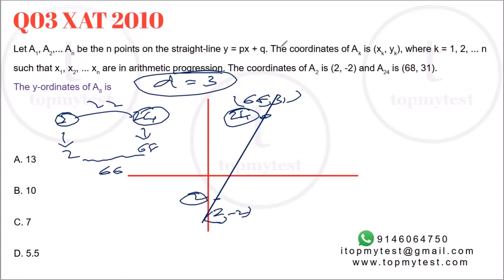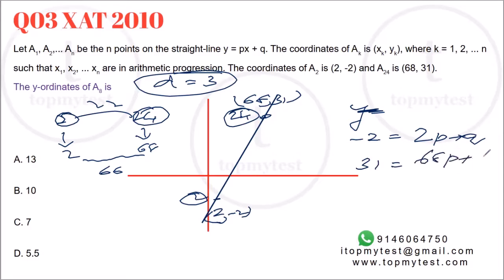What will be the equation of this line? You can substitute into the equation of this line. We'll have minus 2 equals 2p plus q, and you will have 31 equals 68p plus q. If you subtract this, you'll get 33 equals 66p. So p should be equal to half. q should be equal to minus 3.